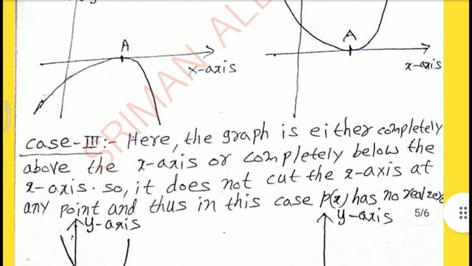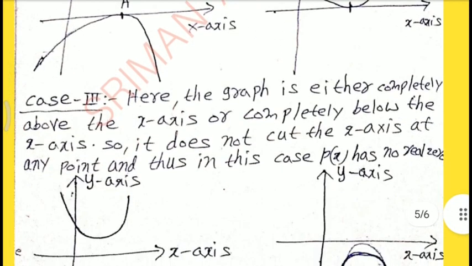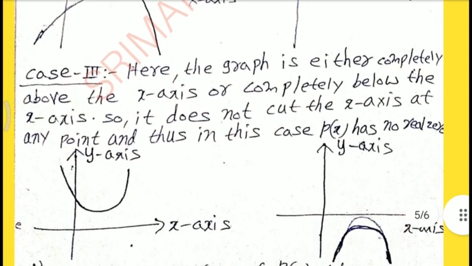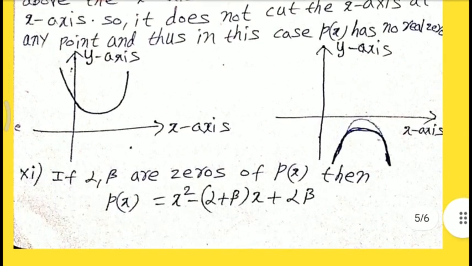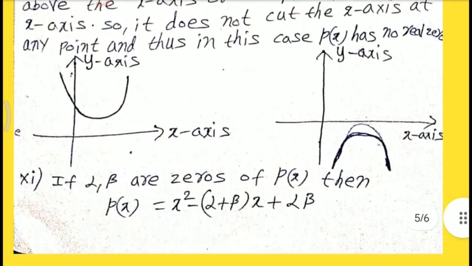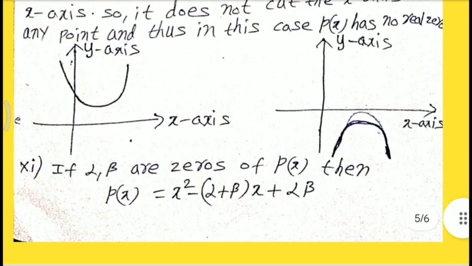Case 3. Here the graph is either completely above the x-axis or completely below the x-axis. So it does not cut the x-axis at any point, and thus in this case p of x has no real zeros. The graph is as shown in the figure. First one is completely upward, second one is completely downward.